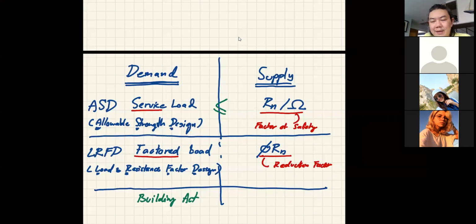If you are going to abide by the Thai Building Act, what is available right now is only ASD. And therefore, you are going to use the design strength that is based on the calculation of nominal strength divided by factor of safety. So that's the Building Act for you.